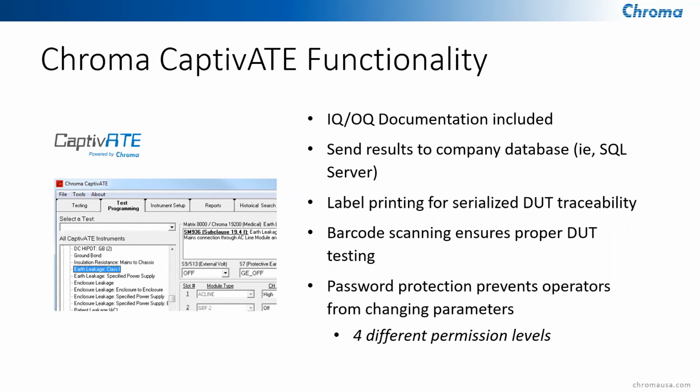So if you have a specific DUT that you're testing, but you're now moving to a different product that you make, you can scan the barcode of that new product, and all of the different parameters for that particular product will pop up on the software. And then finally, it is a password protected software. So this will prevent operators from changing the parameters, which is kind of important. So there are 4 different permission levels on the software based on what needs you have out on the line.